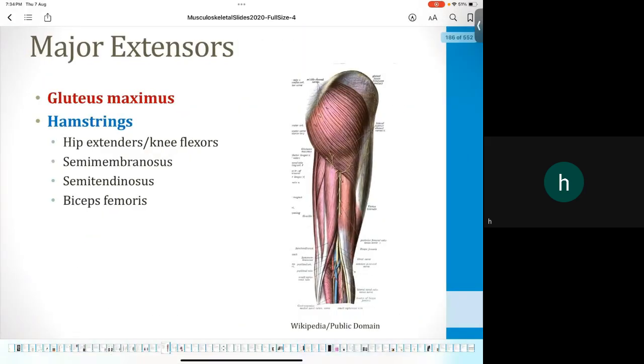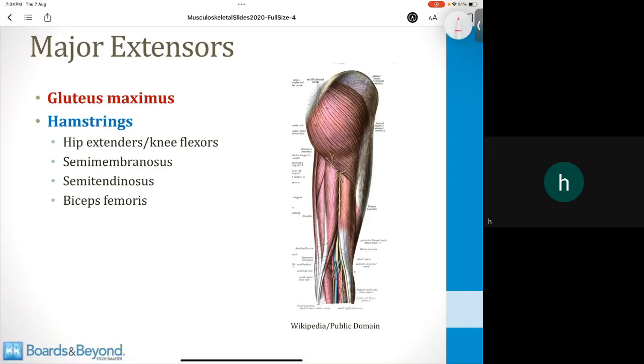What are the major extensors of your hip? The biggest muscle, which is your gluteus maximus, the hip muscle. Okay. What else? Hamstrings, as we discussed: the semimembranosus, semitendinosus, and biceps femoris. They're going to lead to extension at the hip joint, right?